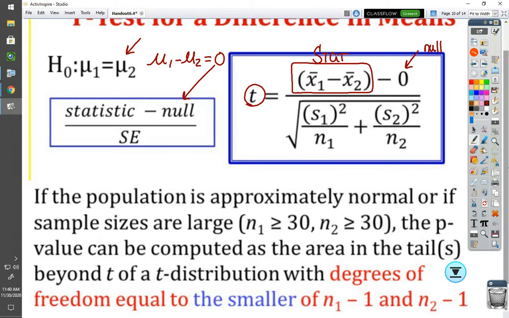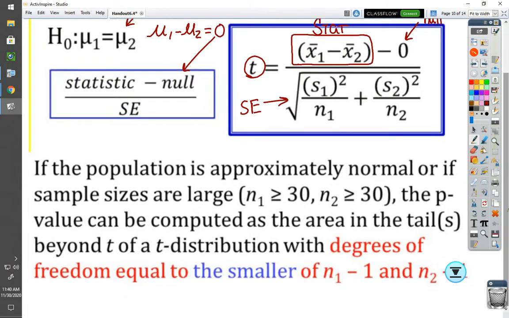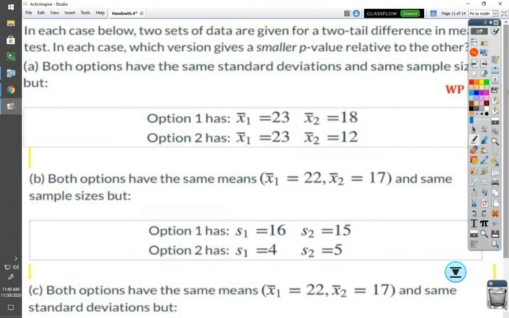And the standard error calculation we already know from calculating the confidence interval is underneath the square root formula there. It says if the population is approximately normal or if the sample size is large enough, then the p-value can be computed as the area in the tail or tails beyond t in a t distribution with degrees of freedom equal to the smaller of n1 minus 1 or n2 minus 1. Best way to understand these is to do these.